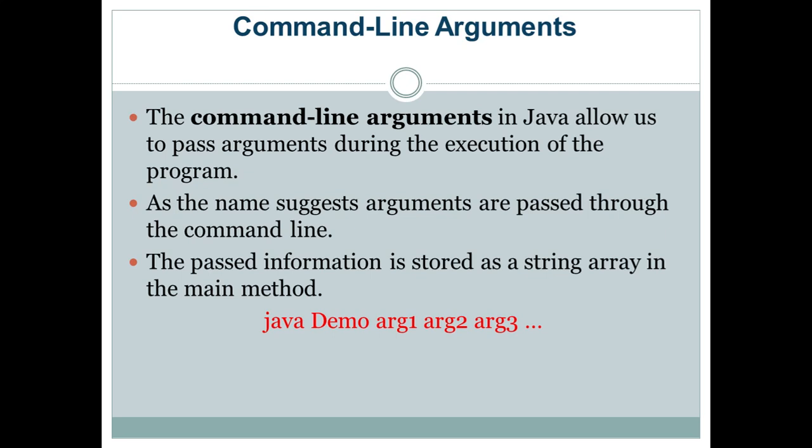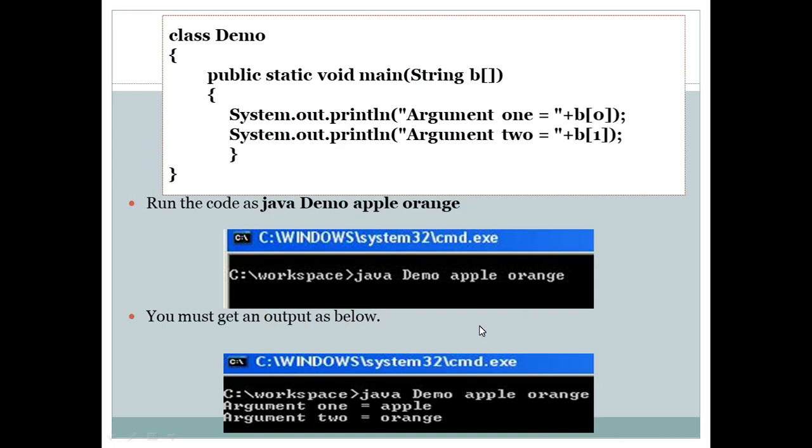The passed information is stored as a string array in the main method. So for example, java demo argument 1, 2, 3. These are the arguments. Now see here, here is one example. Class demo. I am having one class, that is the demo class. Public static void main string b.